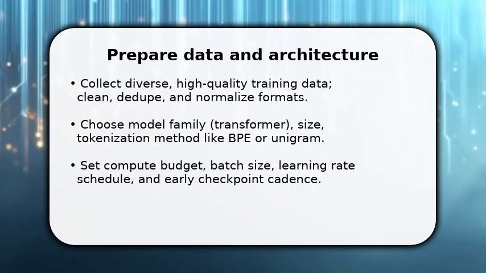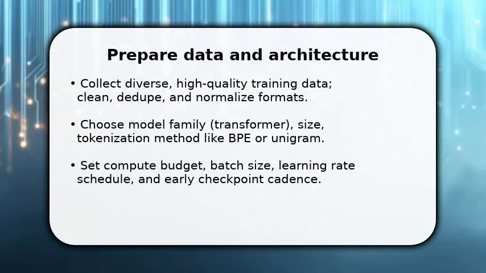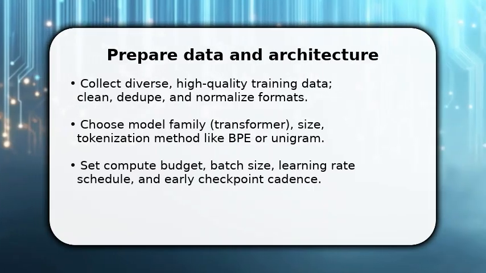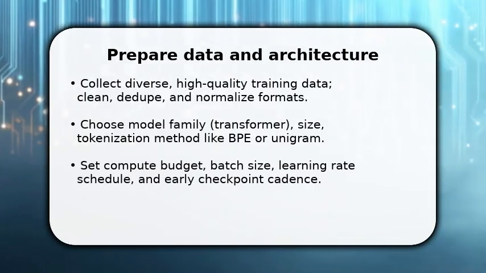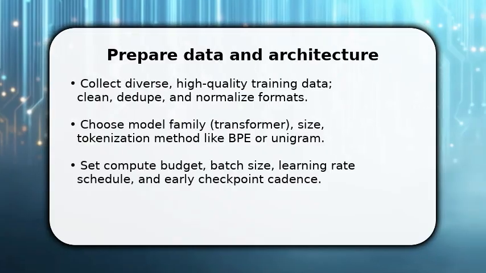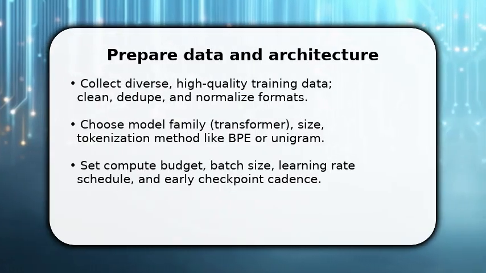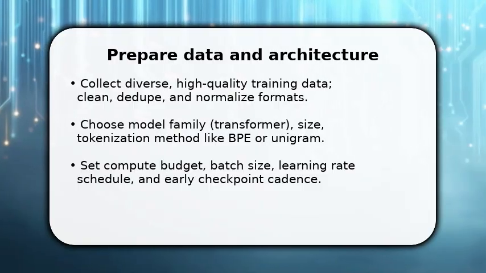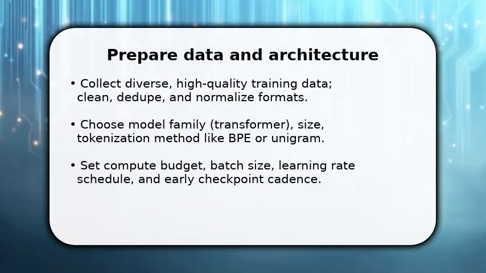Enjoy the video. You start by assembling and shaping data. Filter noise, normalize text, and split into training, validation, and test sets. Next, pick a transformer architecture and tokenizer. These choices determine capacity and token granularity.